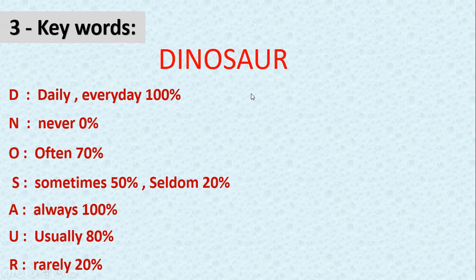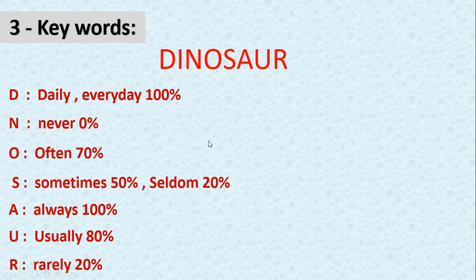Okay, so we collected the words of habits in the letters of this word, dinosaur. Daily, every day, and never, often, sometimes, seldom. Always, by the way, in some accents they pronounce it differently, so you can say it either way. And here, by the way, in some accents they pronounce often differently. You can say it either way, both are correct. And we have usually and rarely.